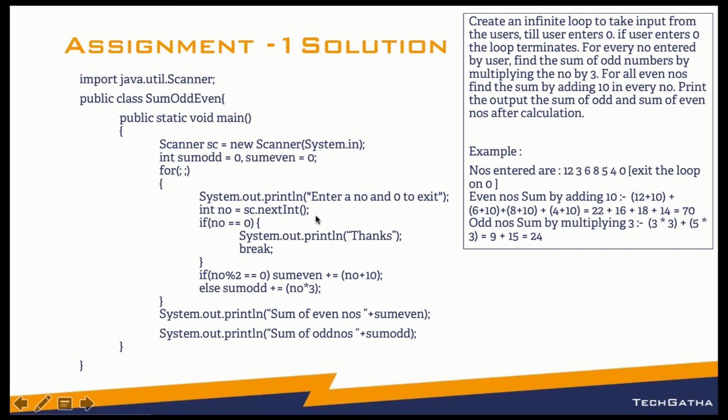So we ask the user to enter a number and 0 to exit. If number is 0, display thanks and break. If not, check if it's an even number. Yes. Created two variables, sum even and sum odd. Sum even stores the sum of all the even numbers by adding 10 into it. Sum odd stores the sum of all the odd numbers by multiplying every odd number by 3. And then once the loop completes, it prints the sum of even numbers and the sum of odd numbers.